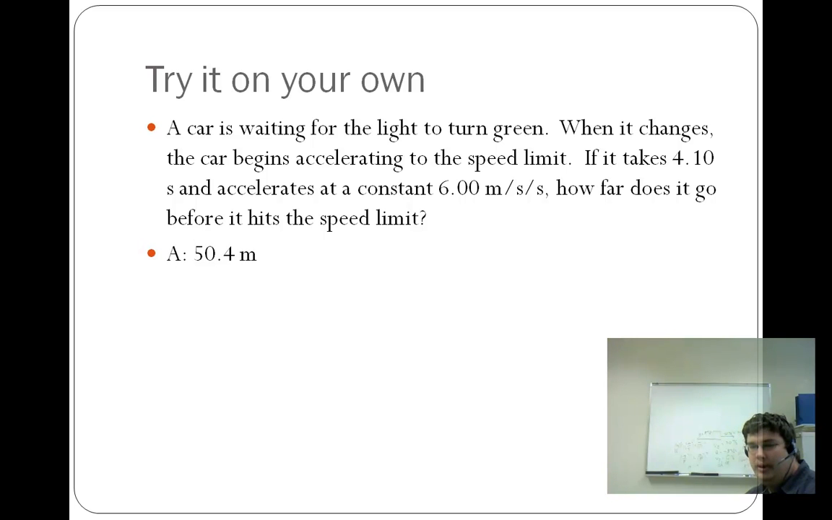You should get 50.4. Now, how do you get this? Well, let's see what they give you. They give you 4.10 seconds, that's time. They give you the acceleration, 6.00 meters per second squared. So there's A, you have T and you have A. And you know the car is waiting for the light to turn green. So if it's at the light and the light's obviously red before it's green, that means VI is 0. So you want VI, A, T, and you're looking for D. So the formula that you want to use is the second formula on that slide. D equals VIT plus 1/2 AT squared.